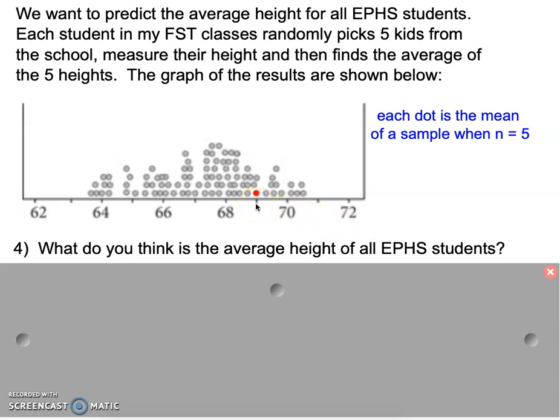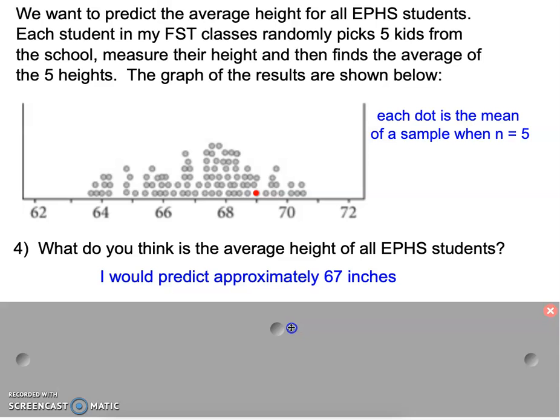The red dot. One of my students randomly picked 5 kids, found their heights, found the average. That 69 right there was the average that they got from those 5 kids. So each of these dots was gotten in a similar manner from a sample size of 5 kids. So what do you think the average height of all Eden Prairie High School students is? Well, based on the graph, I would predict the middle, which appears to me about 67 inches.